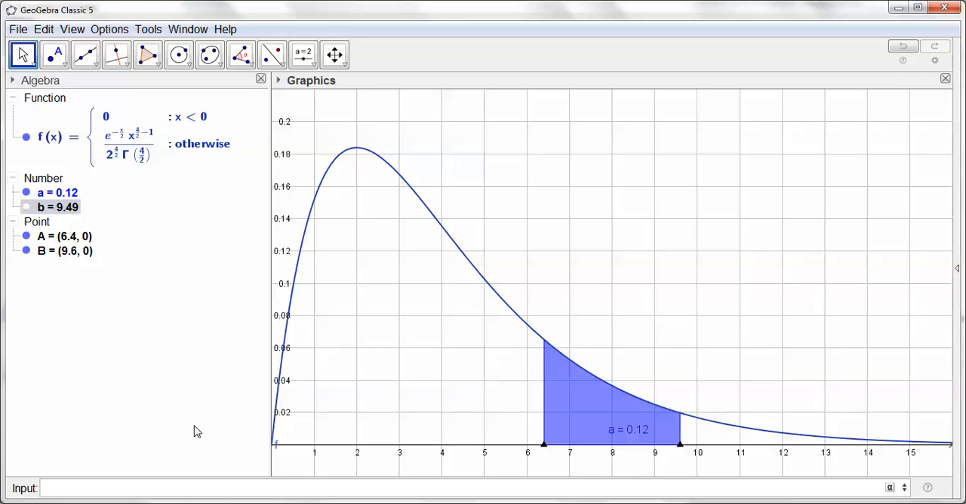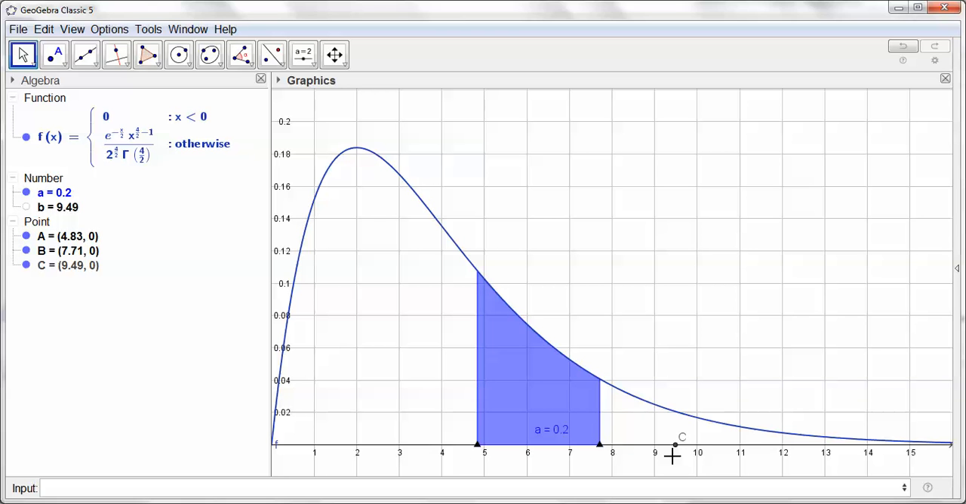So 9.49 is the mark along here at which the critical region starts. So let's go and make a point from that. Let's call it the big point C. C is going to be a point on the line which has an x coordinate of b, y coordinate of 0. So let's just get this out of the way. So it's not confusing things. So there's my point C.